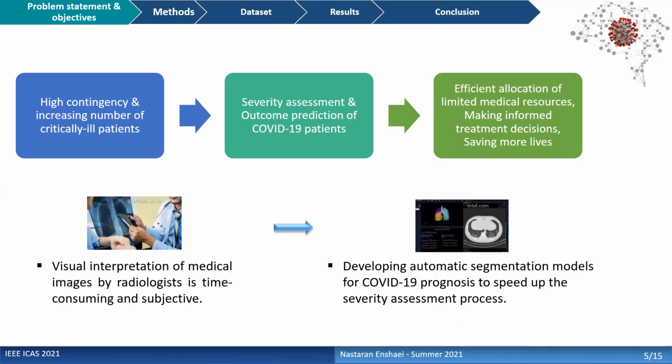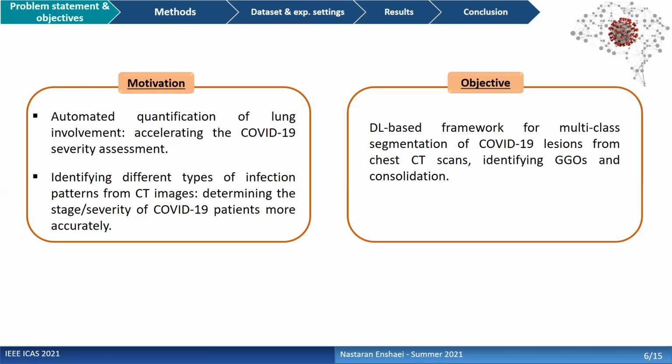Although medical images demonstrate informative features of the disease, their interpretation by radiologists is time-consuming and prone to error. So developing an automatic segmentation model that can be used for the prognosis of COVID-19 can speed up the severity assessment process. As mentioned, automated quantification of lung involvement can accelerate the COVID-19 severity assessment. Also, identifying different types of infection patterns can determine the stage and severity of the disease more accurately.